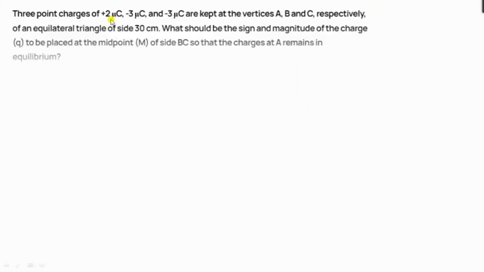So this is the next question. Three point charges, plus 2 microcoulomb, minus 3 microcoulomb and minus 3 microcoulomb, are kept at the vertices of an equilateral triangle of side 30 cm. What should be the sign and the magnitude of the charge small q to be placed at the midpoint of side BC so that the charge at A remains in equilibrium?